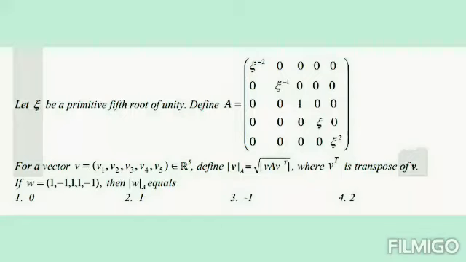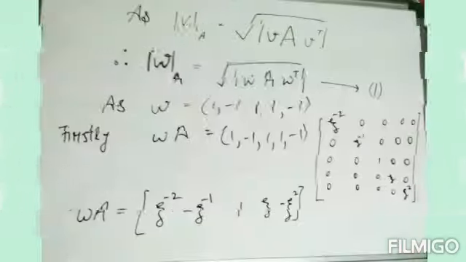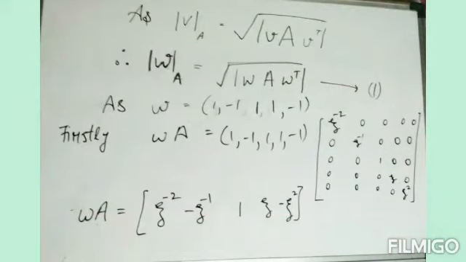Now we can clearly see that here psi is given as a fifth root of unity. No other information is given. So it is a very simple question. Firstly, we will calculate v A v transpose. Now let's do it. As the norm of v in A is given to be the square root of the modulus of v A v transpose, therefore the norm of w in A is equal to the square root of the modulus of w A w transpose.